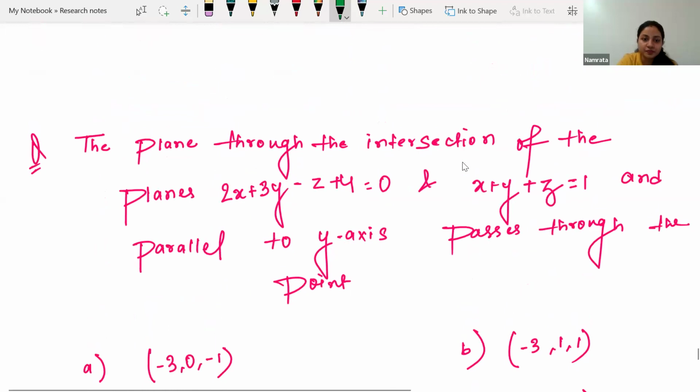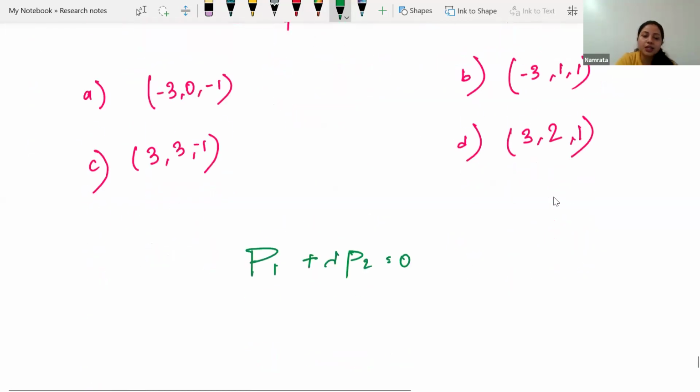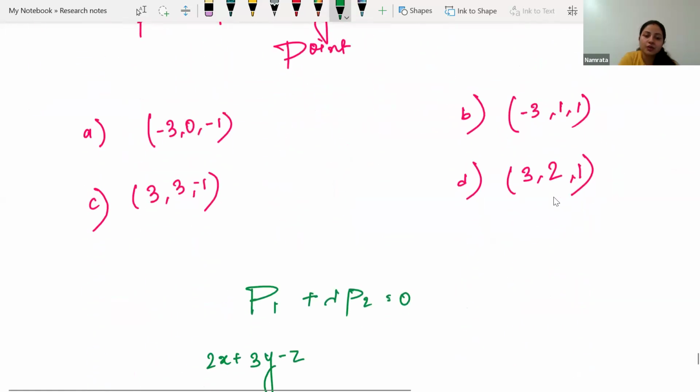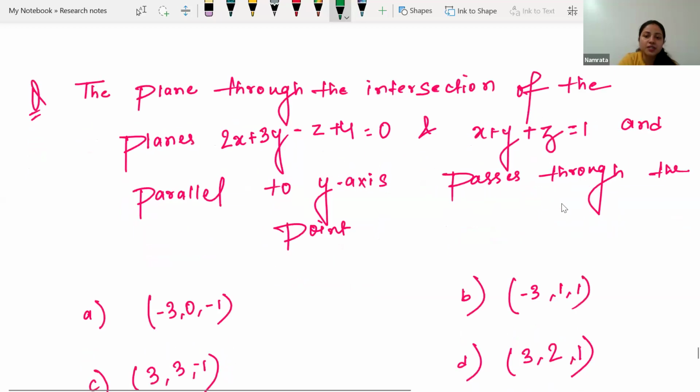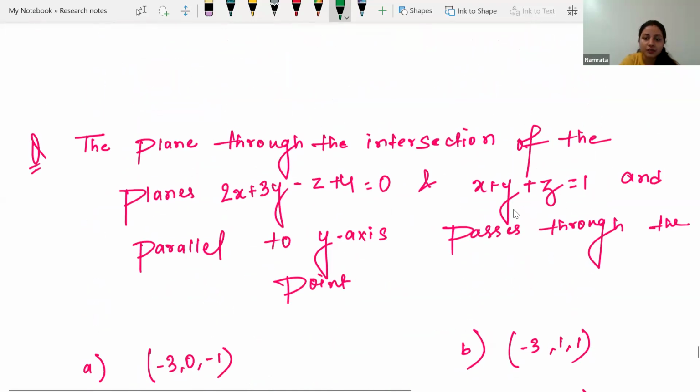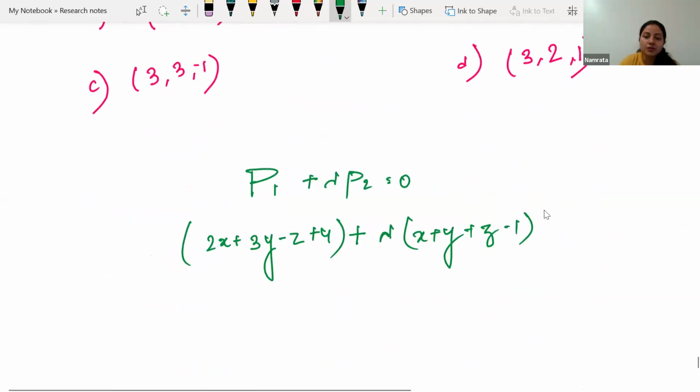Right? So here also we are having two planes. This one is the first plane, this one is the second plane. So we can take plane 1 as twice x plus 3y minus z plus 4 in one bracket, plus lambda times P2. What is P2? x plus y plus z minus 1. Okay, this is our equation of plane, equals to 0.